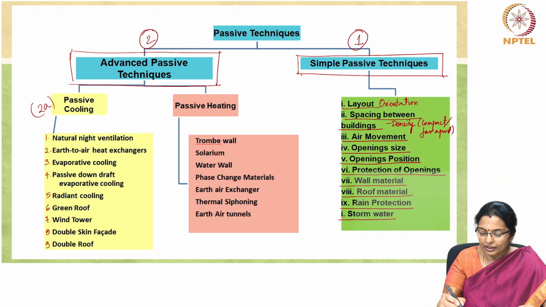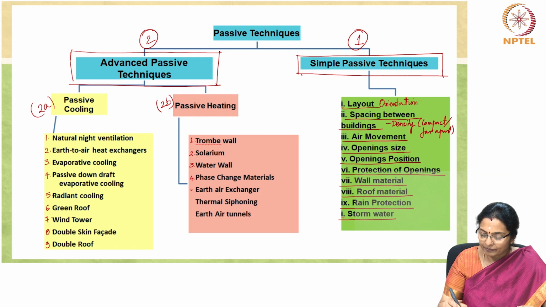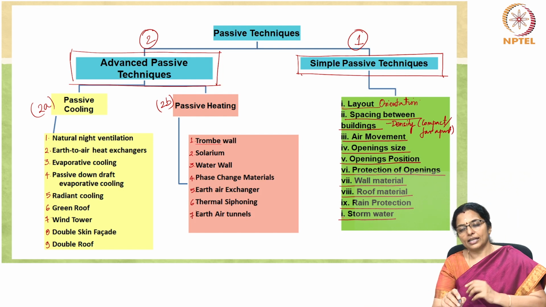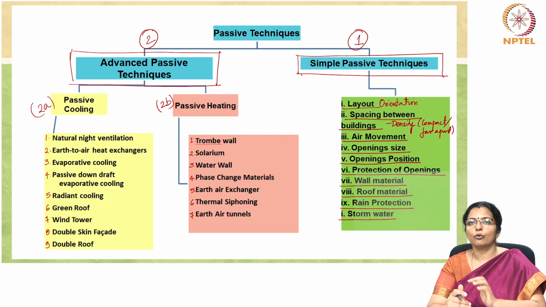For passive heating, which I call as 2B, we can use the Trombe wall, solarium, water wall, phase change materials, earth air exchanger, thermal siphoning and earth air tunnels. Now, do not be carried away or do not be disturbed by the terminologies. We will be looking at each of these techniques in detail in the forthcoming classes.